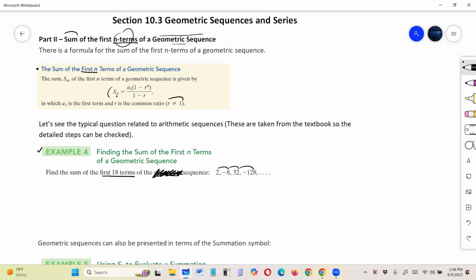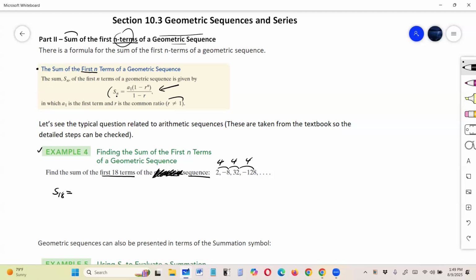This is clearly not an arithmetic sequence because there is no common, fixed difference, but this is a geometric sequence because the common ratio is minus 4, as you can see. So I don't have to tell you that this is a geometric sequence. On the exam, I'm going to say find the sum of the first, for example, 18 terms of this sequence, and you have to know that this is the formula we have to use. So the question becomes find S18.